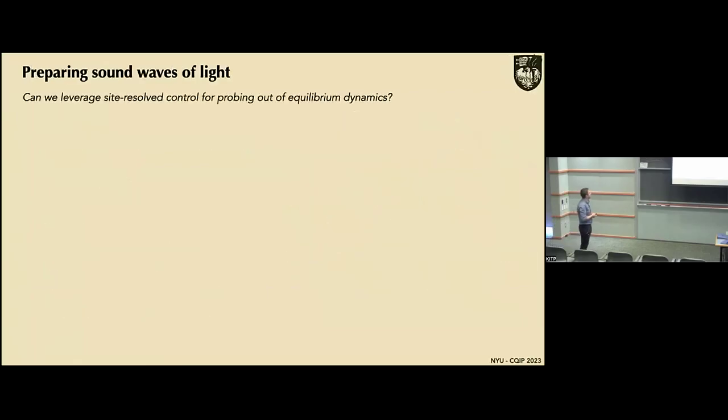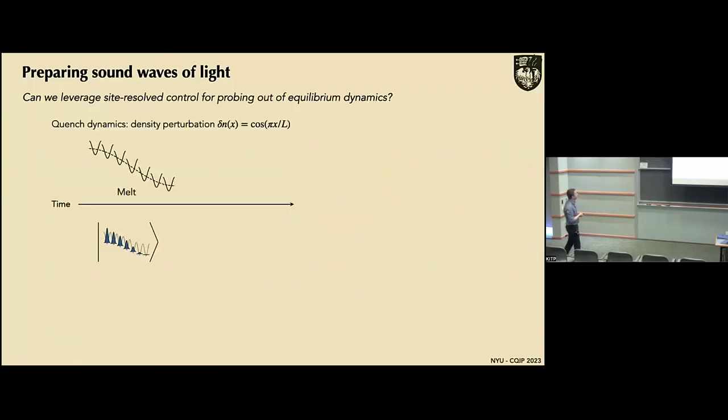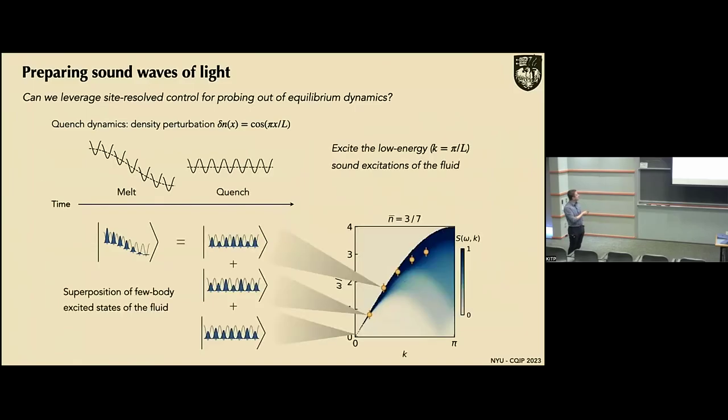And the answer is yes, we can leverage site resolved control for probing some out of equilibrium dynamics. It ends up being some quench protocol where now, instead of melting our particles onto a lattice profile where all the qubits are in resonance, let's try to melt them into a profile, through a density perturbation that matches some cosine of kx shape.